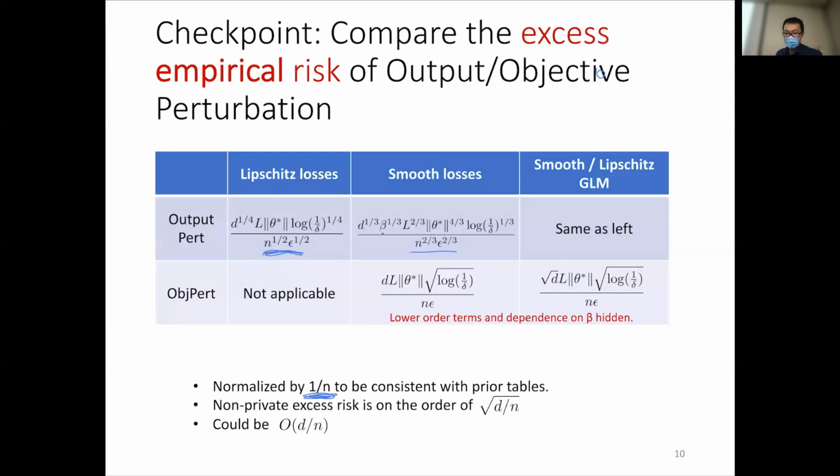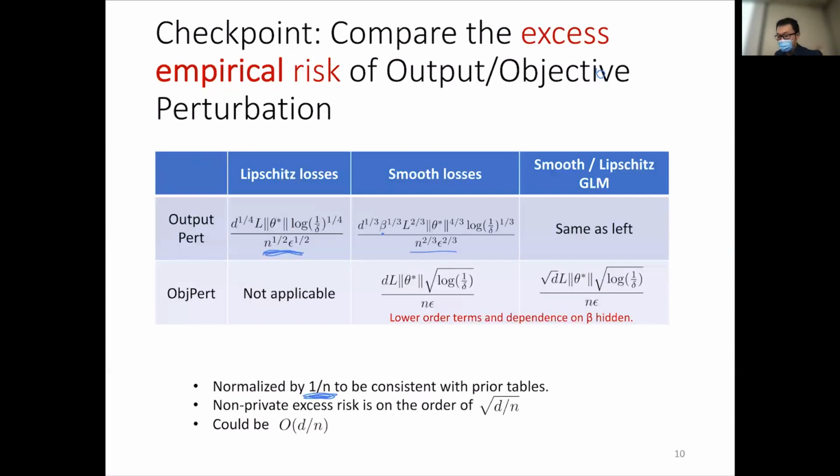For the objective perturbation, we can see that it doesn't apply to the Lipschitz losses at all, because the Lipschitz losses can be completely not twice differentiable, which breaks the argument in the objective perturbation that requires us to use the change of variable trick to convert one distribution to another. For the smooth losses, on the other hand, and provided that these low order terms are satisfied, we can get a much faster rate compared to that of the output perturbation. So now this is 1/n, and in output perturbation, it's 1/n to the 2/3.